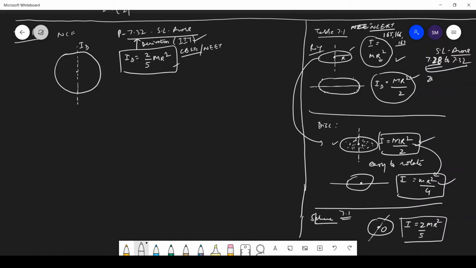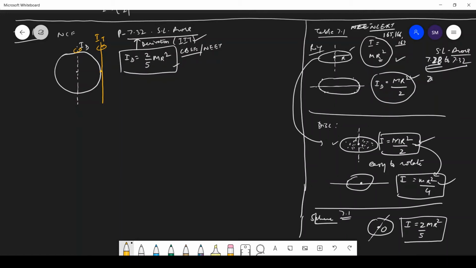So you have to find, if this is your axis of rotation passing, the question: moment of inertia of a sphere about a tangent to the sphere. So I_T is the moment of inertia about the tangent. Now the sphere will be rotating like this. Here it was rotating around this axis, and now it will be rotating around this axis.